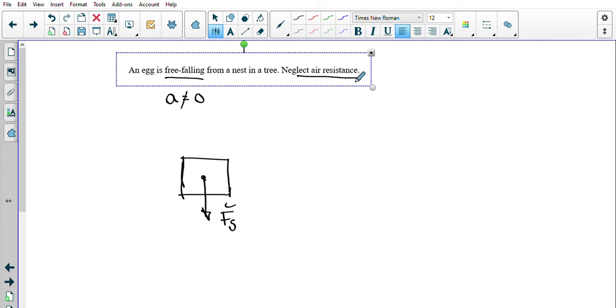And it says neglect air resistance. Air resistance is like friction due to the air. So F friction of the air is equal to zero. And so we're going to have nothing that is opposing the motion. All we're going to have is the object with an unbalanced force. So this is an unbalanced force, and there's going to be an acceleration happening. All right, let's continue on.